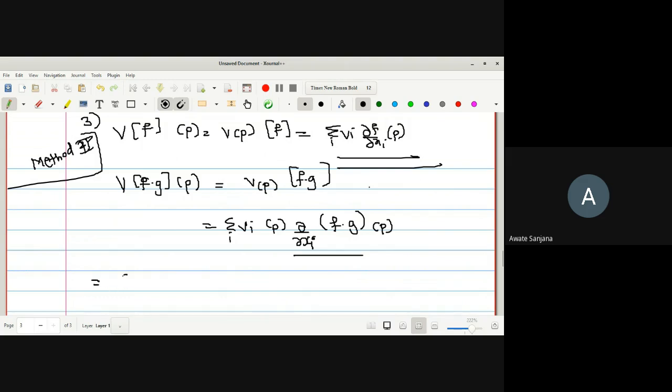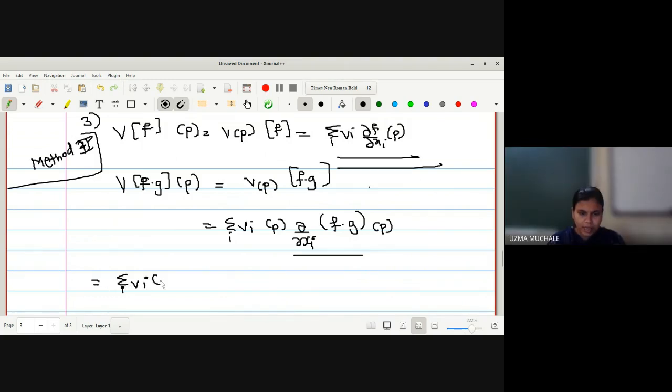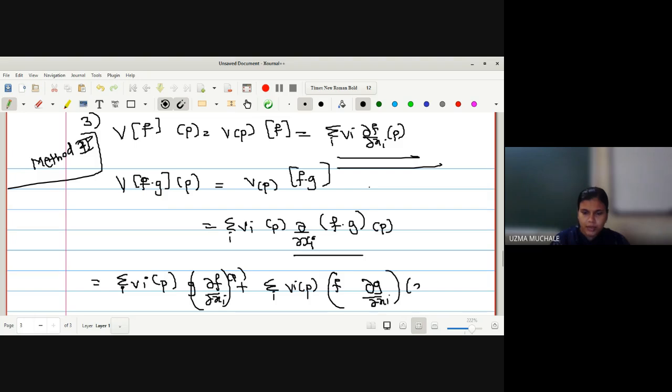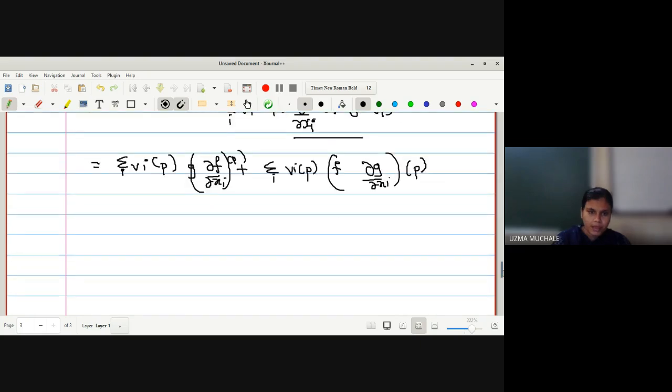Now everyone knows how to evaluate this partial derivative. Let me write it down: summation over i of v_i at a point p. At the initial stage we keep g as it is and take the derivative of f with respect to x_i, plus, next, again a summation over i of v_i at a point p, where we keep f as it is, evaluated at a point p, and take the derivative of the function g with respect to x_i evaluated at the point p, which is equal to what?